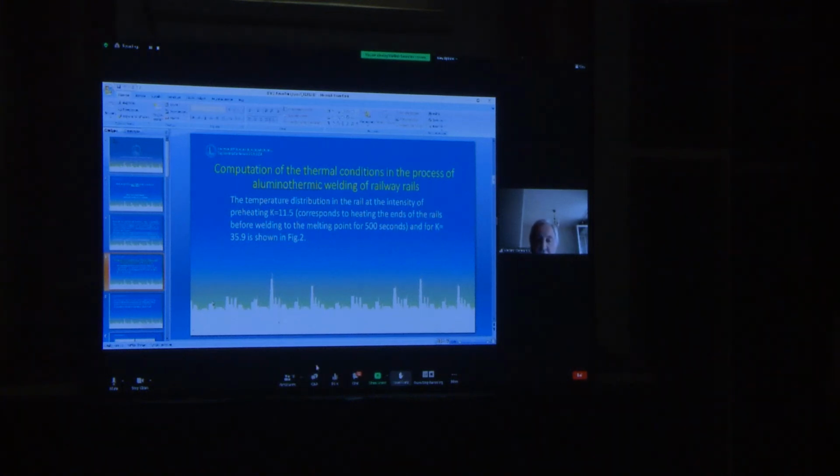Computation of the thermal conditions in the process of the thermic welding of railway rails. It will be shown in Fig 2.